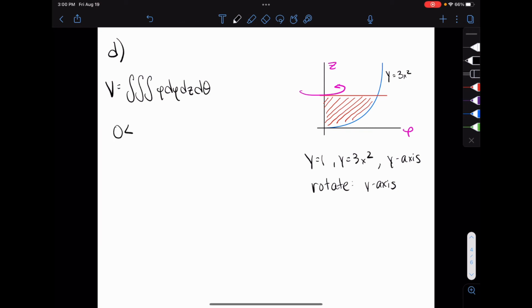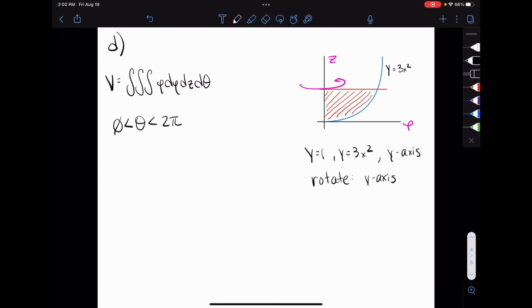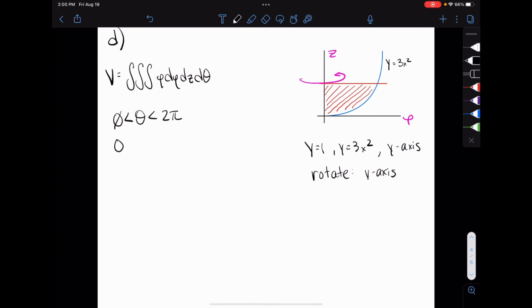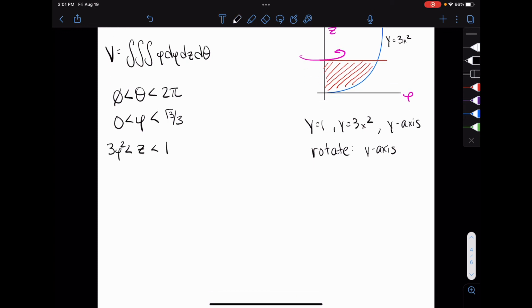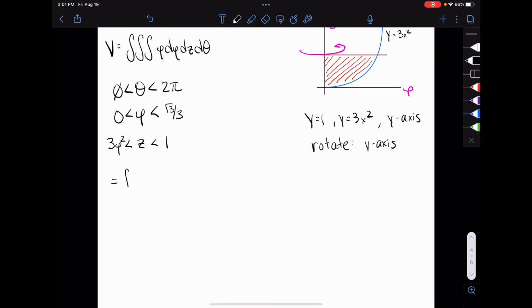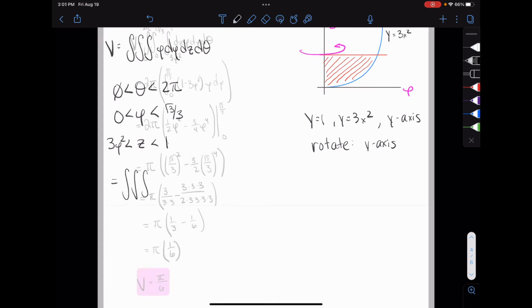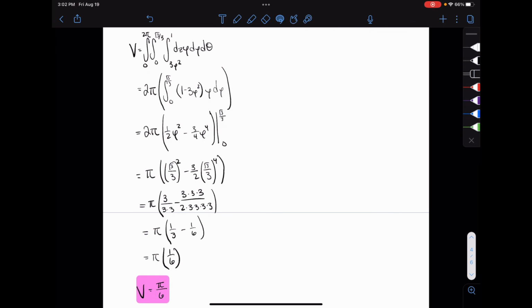So if we want to define our limits of integration, theta is going from 0 to 2 pi again. That will never change. Our rho is going from 0 to root 3 over 3, and our z-axis is going from 3 rho squared to 1. We're going to set the integral one more time and solve it one more time. Okay, so once you solve the integral, you should get pi over 6.